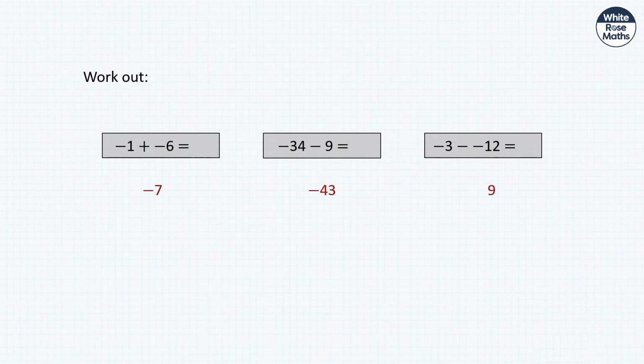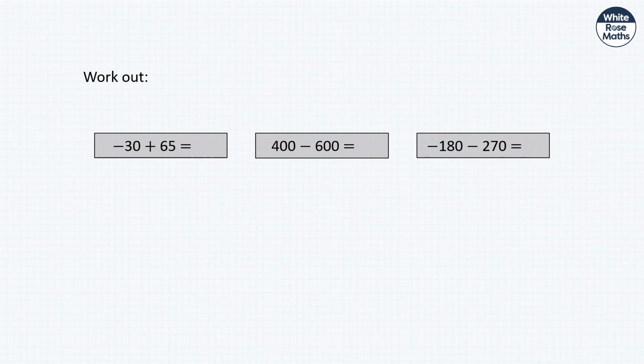Okay, there we go. So slightly trickier now. Negative 30 plus 65. Well, in this context, that's the same as saying 65 subtract 30. 5 take away 0 is going to be 5, and 6 take away 3 is going to be 3. So your answer will be positive 35. 400 subtract 600, will that be minus 200?